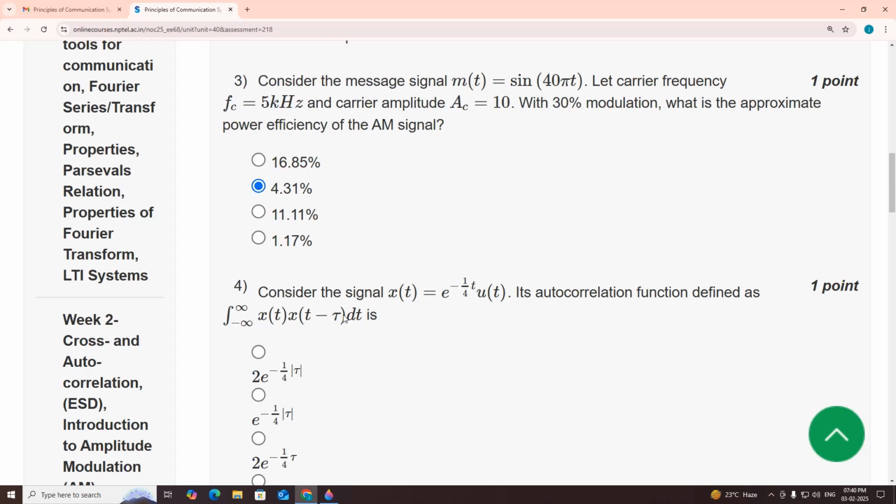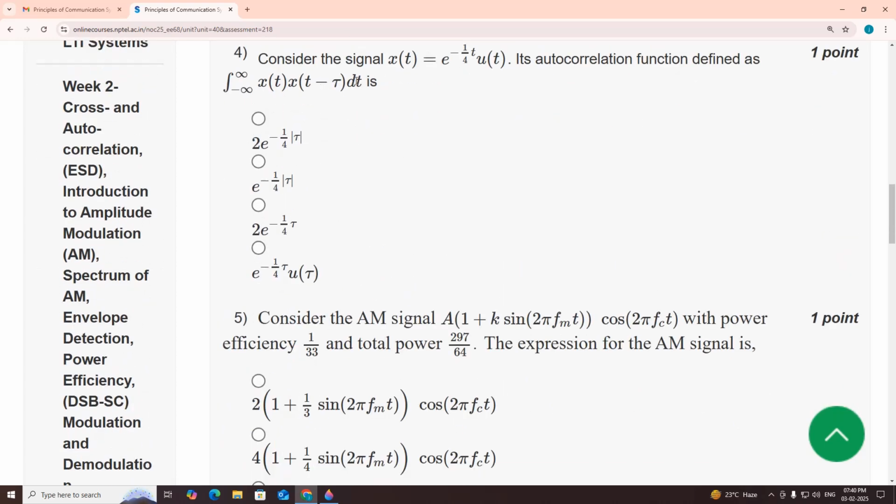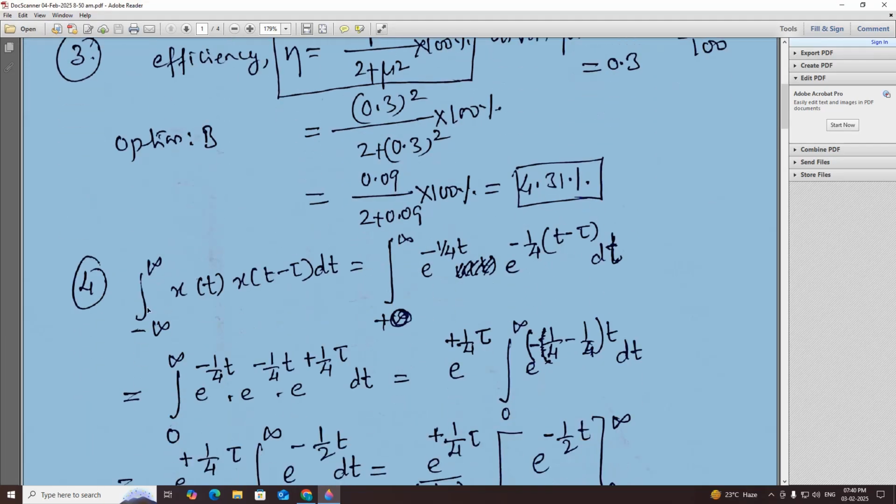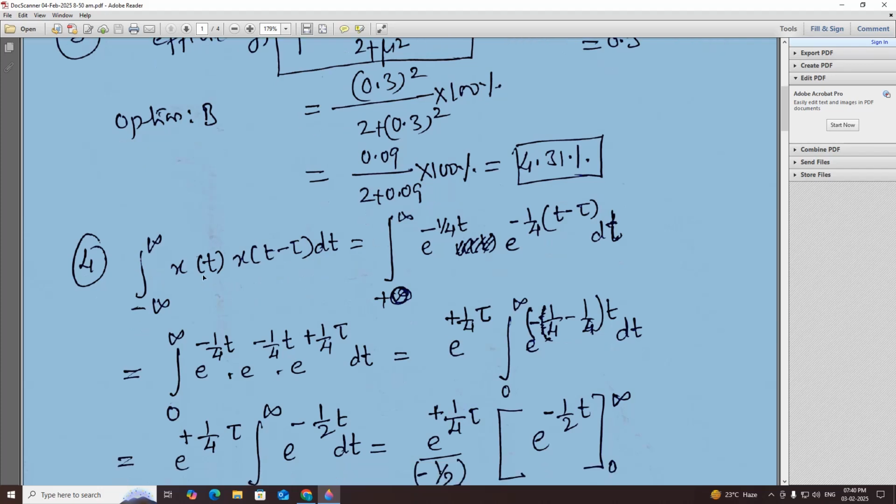Option B, 4.31%. Fourth question, consider the signal x(t) = e^(-1/4 t) u(t). Its autocorrelation function is defined as this integral, and we have to find its value. I am substituting for x(t), which is e^(-1/4 t), and for the shifted version e^(-1/4 (t - tau)).